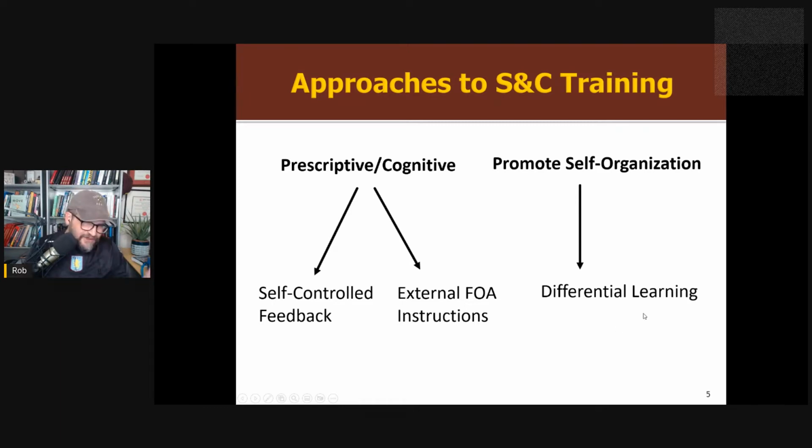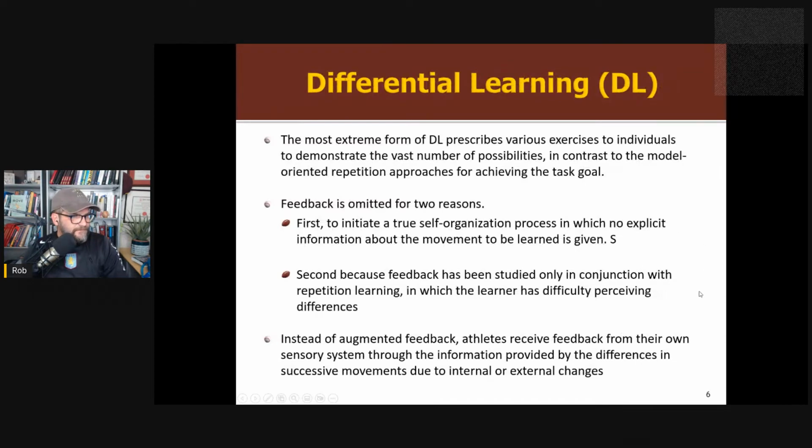Whereas differential learning, as we've talked about several times on the podcast, is getting you to explore the movement space, the solution space, by trying lots of different movements, not trying to get you to do one particular way to do a squat, for example. So those are the three training methods. In the paper they emphasize some of the key points, and they talk about how there are various types of differential learning. In the most extreme form, what we want you to do is perform as many different possibilities as possible.